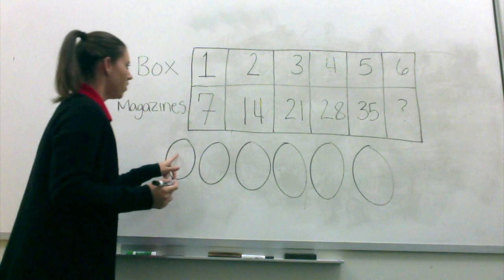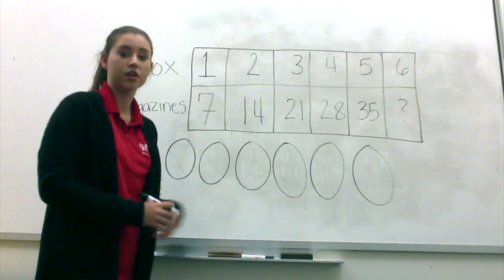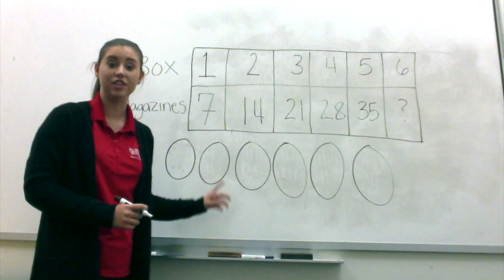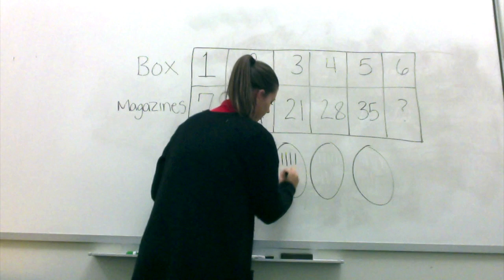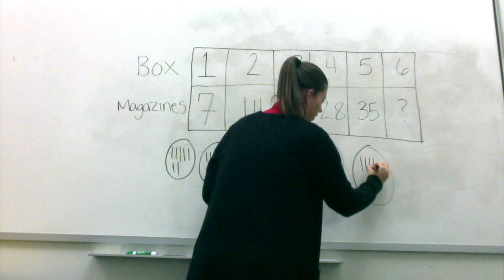So I know that there would be 7 magazines in each of these boxes, so I'm gonna put 7 in each of these boxes. 1, 2, 3, 4, 5, 6, 7. And I repeat this for each of the six boxes.